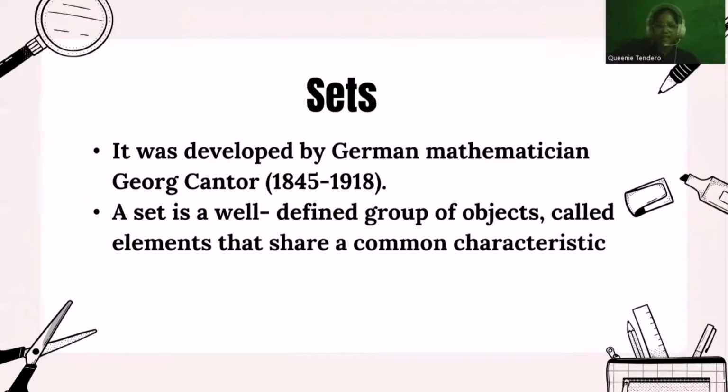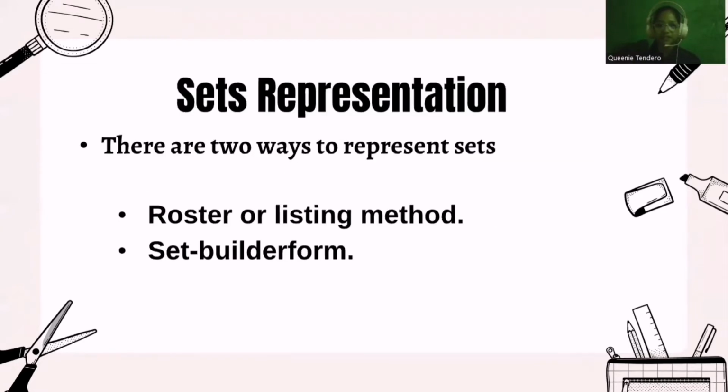Okay, class, what is a set? A set is a well-defined group of objects called elements that share a common characteristic. It was developed by a German mathematician, Georg Cantor. So if you encounter problems about sets like union of sets or intersection of sets, you will think of Georg Cantor. A set is usually represented by a capital letter and the elements are represented by small letters. There are 2 ways to represent a set: the roster or listing method, or set builder form.